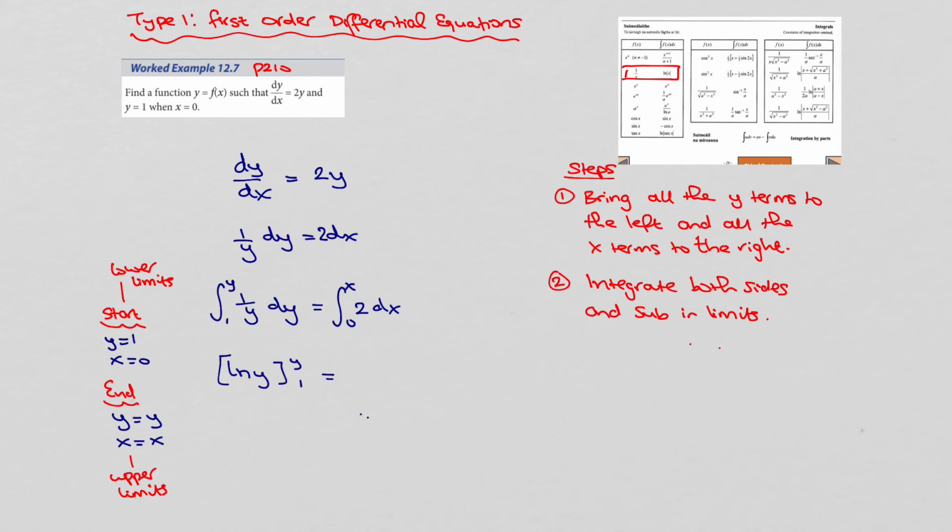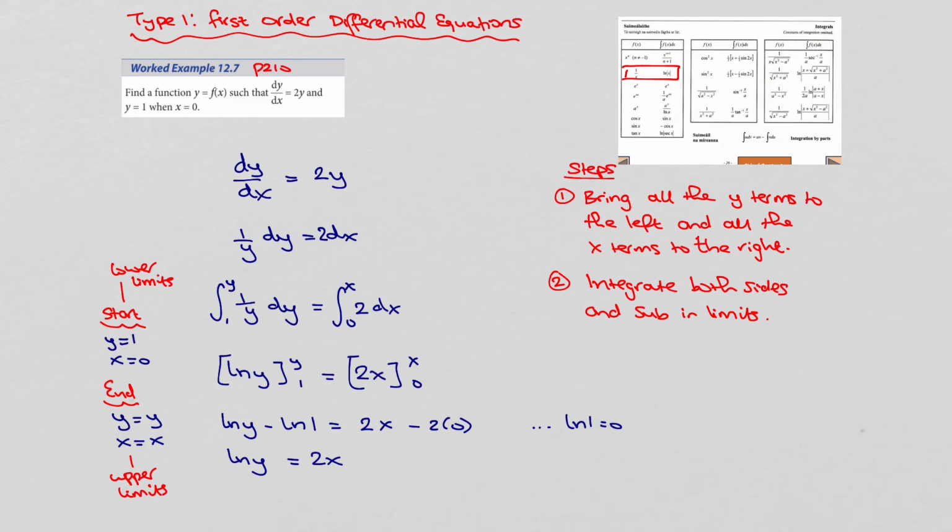And if I integrate 2 with respect to x, then that's going to be 2x, subbing in my limits of x and 0. Now we don't have to put in plus c here because obviously we have limits. So this is a definite integral. So natural log of y minus natural log of 1. So it's always the upper limits minus the lower limits. 2x minus 2 times 0. So natural log of 1 is 0. So that means we have natural log of y is equal to 2x.